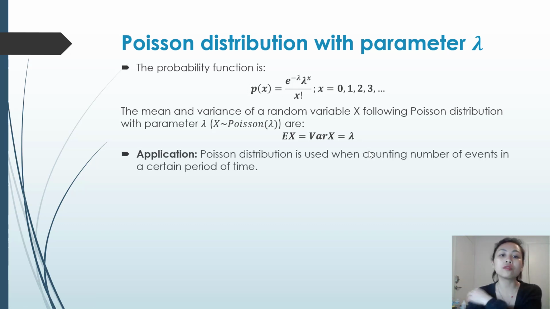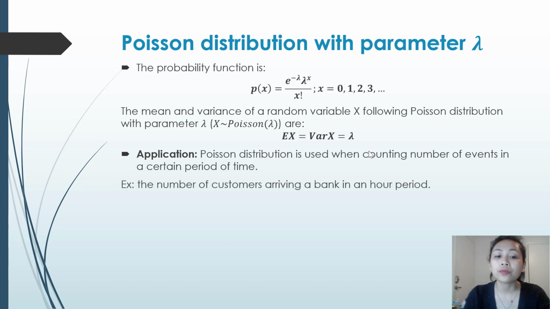The application of the Poisson distribution is when counting the number of events in a certain period of time. For example, the number of customers arriving at a bank in an hour. So if we are given a period, like an interval of time, and we want to count how many times an event occurs, then that is an application of the Poisson distribution.